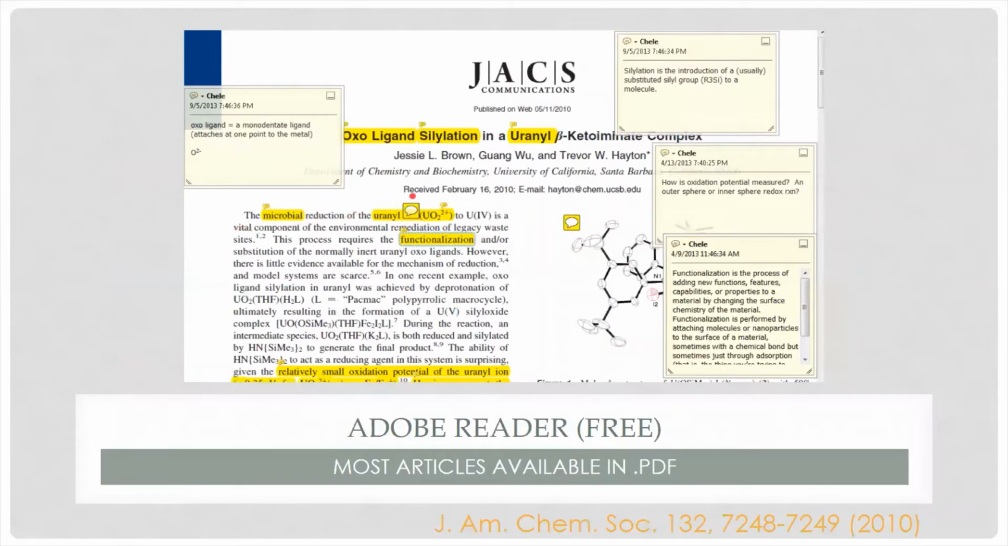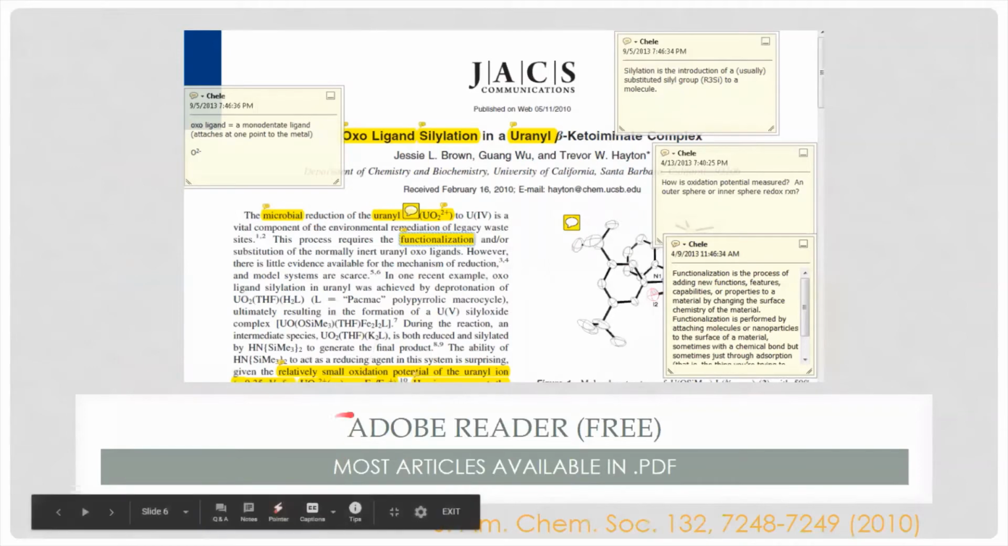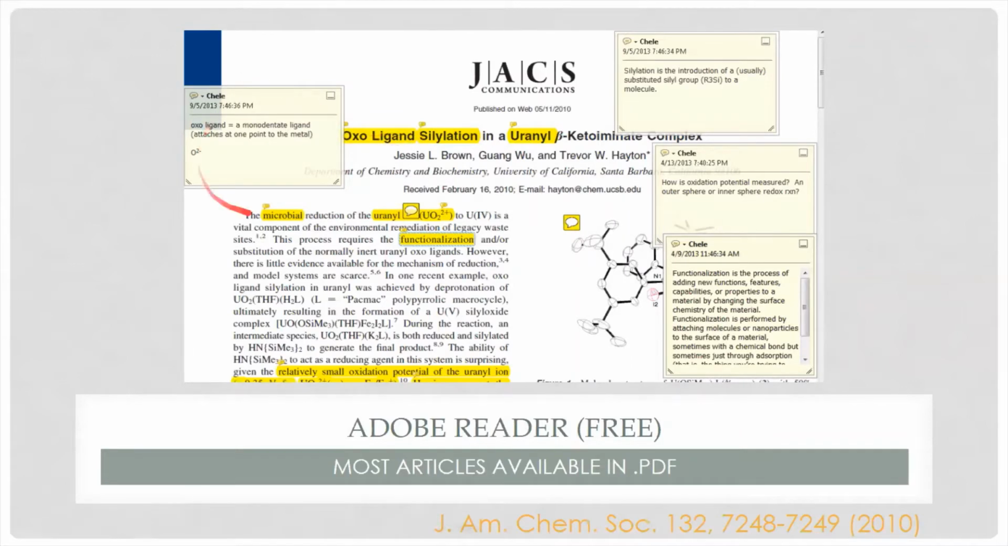Here's an article I had to read when I was in undergrad in chemistry. So many of these terms were unfamiliar to me, or I wanted to make sure that I really understood. So I used the free resource, Adobe Reader, to look at articles in PDF, and you can just highlight text and add a little Post-it note for each section as you try to understand and wrap your head around a text.